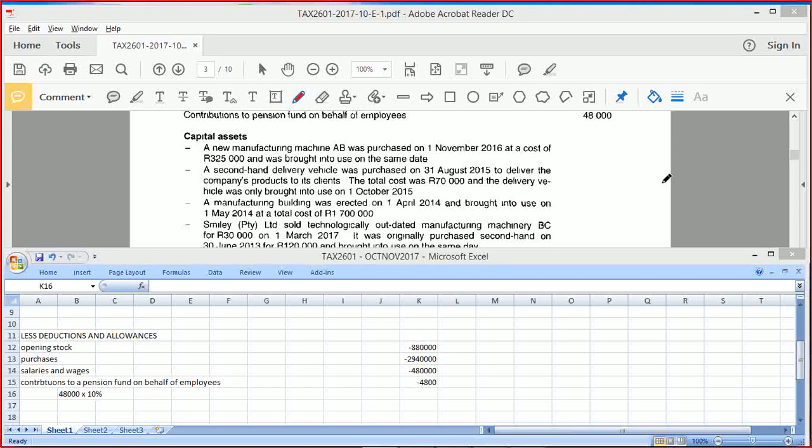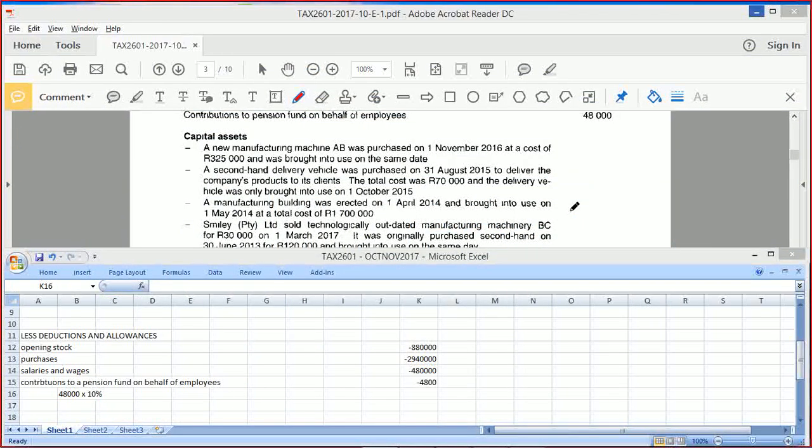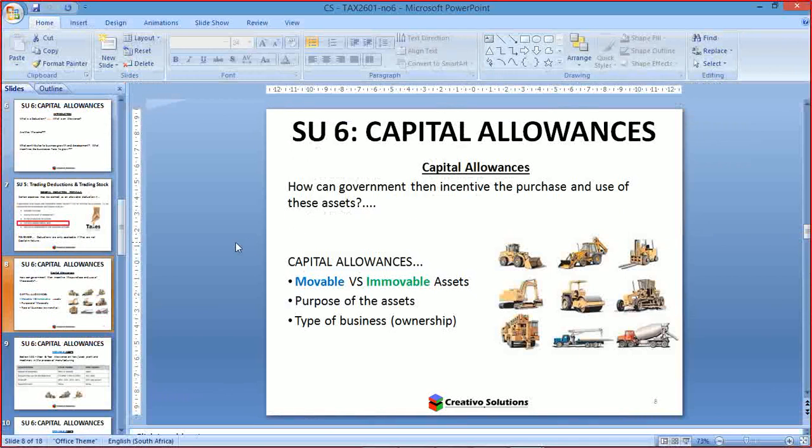Is this movable? Yes. Or immovable? This is movable, sir. Okay, so brought into use. So, are we going to use capital allowances? Yes, sir. Which one, though? I'll tell you now. I used capital allowance, I think it was 12C, I think so.